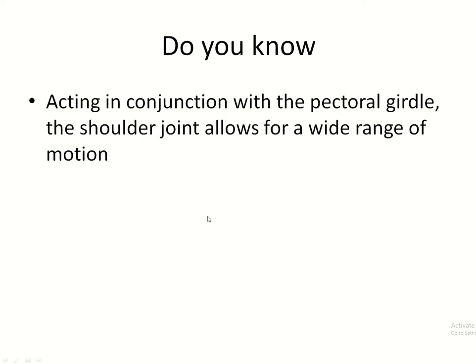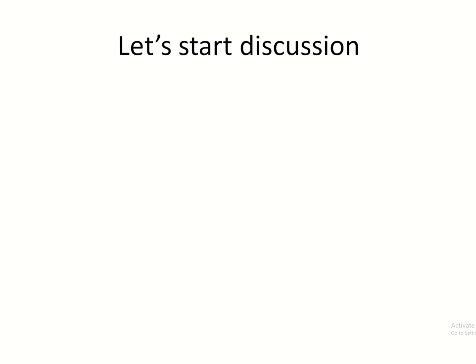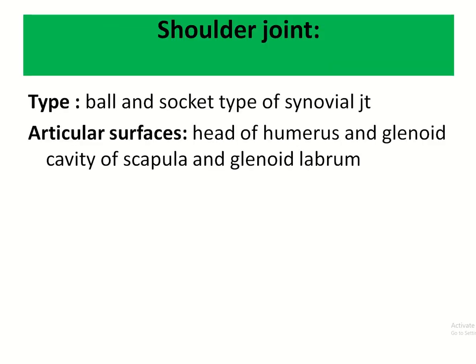Do you know, acting in conjunction with the pectoral girdle, the shoulder joint allows for a wide range of motion. Let's start the discussion. It is a ball and socket type of synovial joint. Articular surfaces: head of the humerus, glenoid cavity of the scapula, and glenoidal labrum.